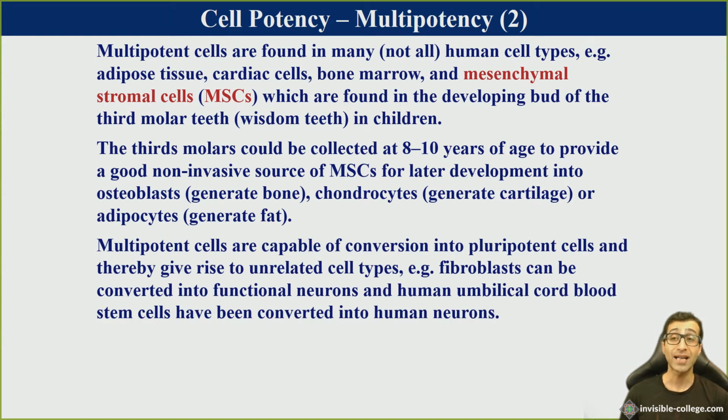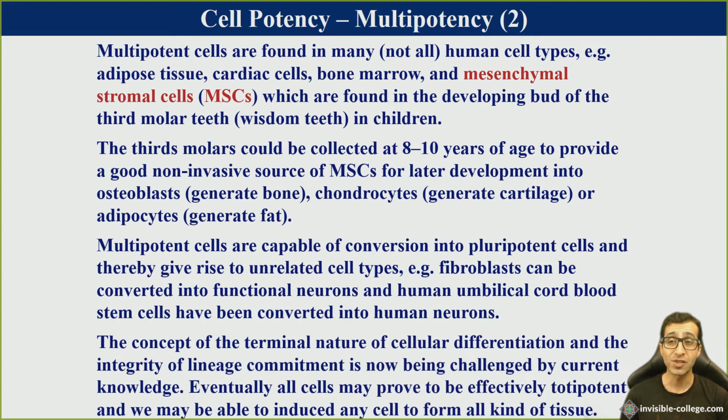So multipotent cells are actually capable of conversion into pluripotent cells and thereby give rise to unrelated cell types. Fibroblasts, for example, can be converted into functional neurons, and human umbilical cord blood cells have been converted successfully into human neurons as well. So the concept of the terminal nature of cellular differentiation and the integrity of lineage commitment is now being challenged by current knowledge. Eventually all cells may prove to be effectively totipotent, and we may be able to induce any type of cell to form all kinds of tissues. And this is obviously a potential area of research that could be of huge value in the future.